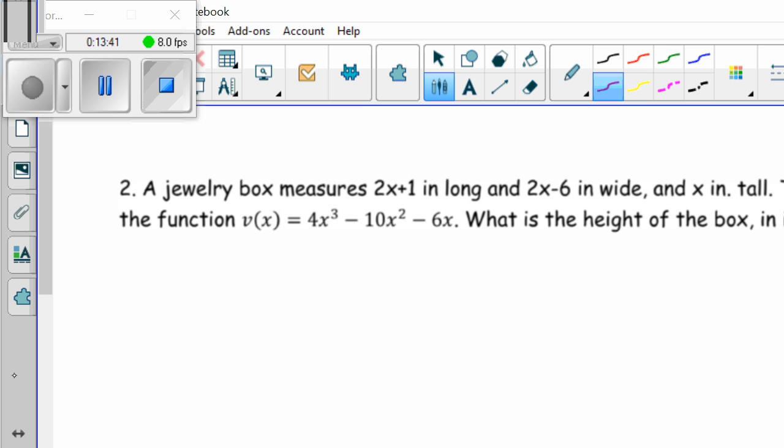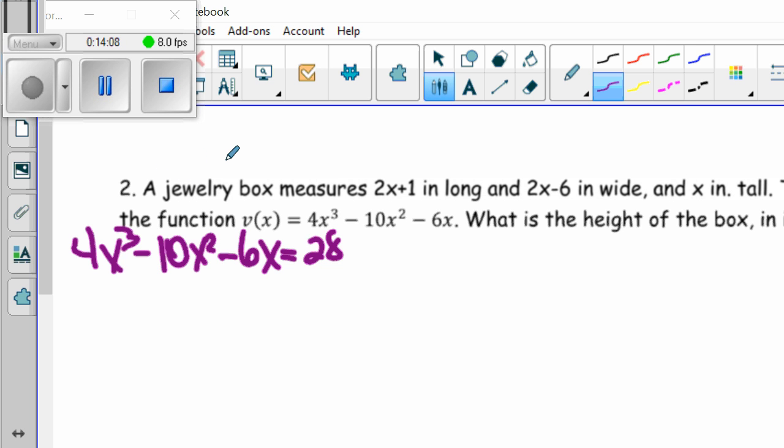A jewelry box measures 2x plus 1 inches long, 2x minus 6 inches wide, and x inches tall. The volume of the box is given by the function v of x equals 4x cubed minus 10x squared minus 6x. What is the height of the box in inches if its volume is 28? So again, I start out, I set this equal to 28. So 4x cubed minus 10x squared minus 6x equals 28. Get everything on the same side. So 4x cubed minus 10x squared minus 6x minus 28 equals 0.